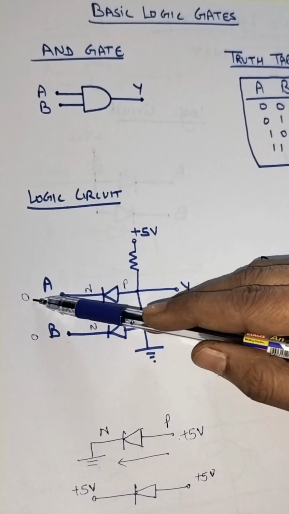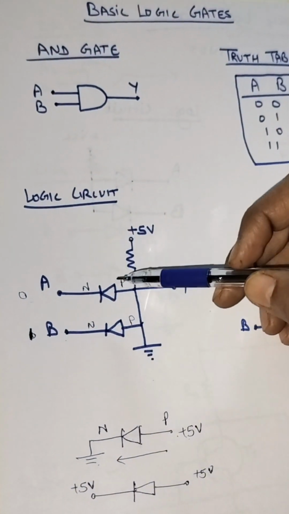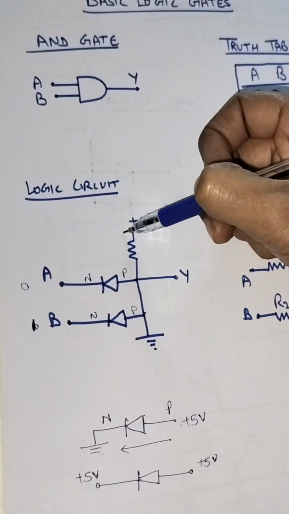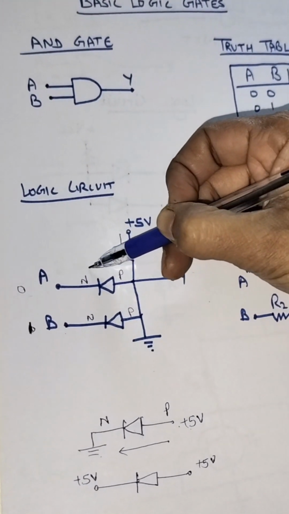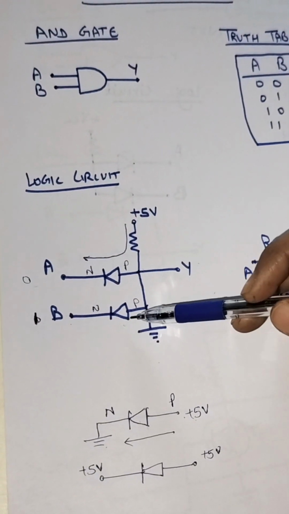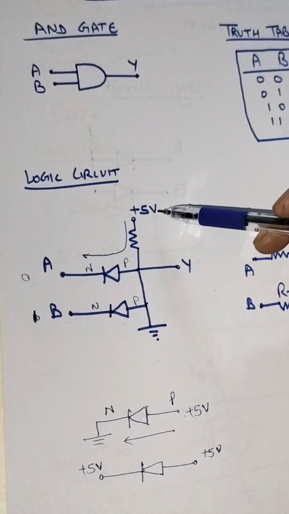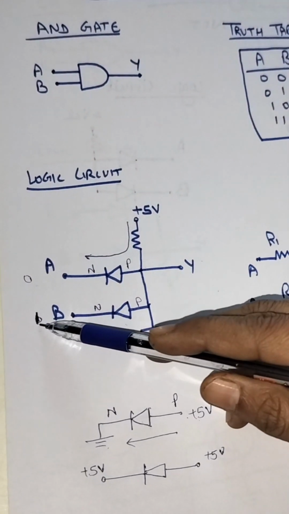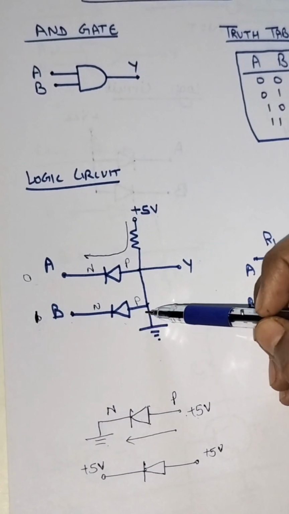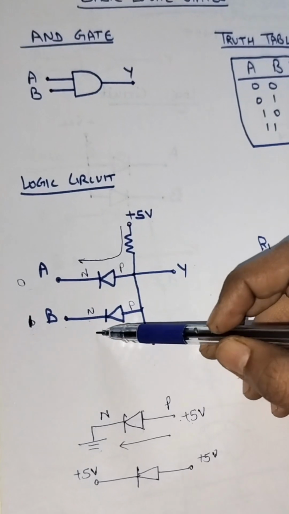Next, if any one of the input is 0 and another is 1, same will happen. Whichever diode is 0, suppose this is 0 and this is 1 now. Now what will happen? As this diode is forward biased, all the current will start flowing from power supply towards the terminal A. And as this diode is not forward biased, because we are applying logic 1 or plus 5 volt here also, and here also we are applying logic 1 or plus 5 volt. So it will not get forward bias as there is no potential difference across P and N terminal. So it will not work.